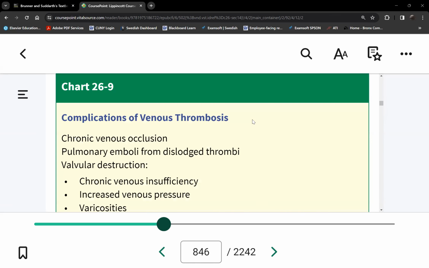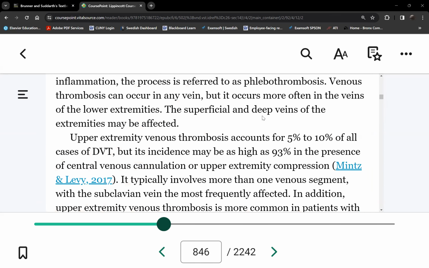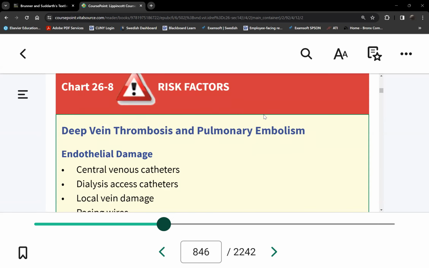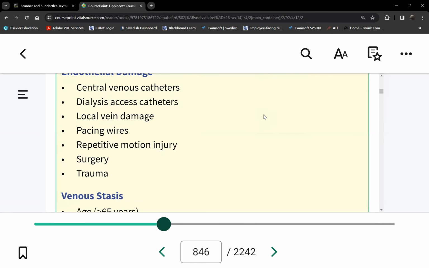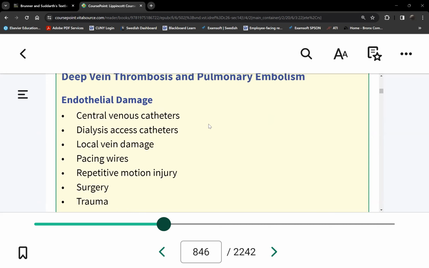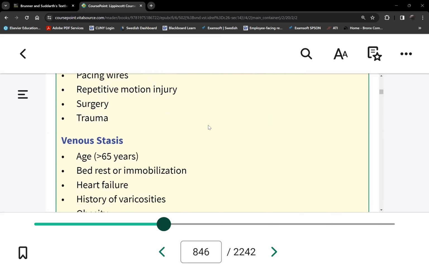So here are the risk factors for PE. Remember the three: endothelial damage, venostasis, and hypercoagulability or altered coagulation. Okay. So they look at the patient. How old is this patient? What does this patient have?